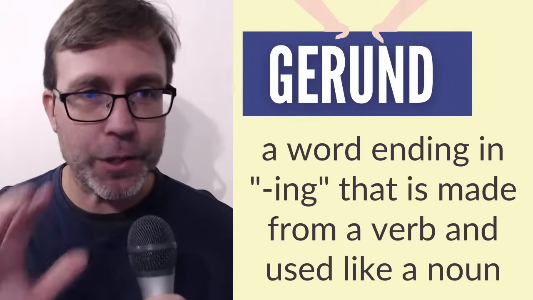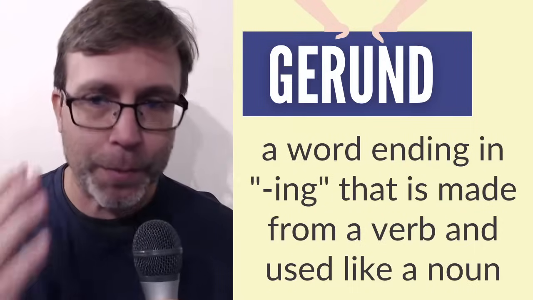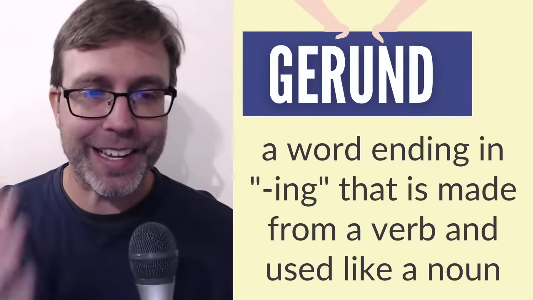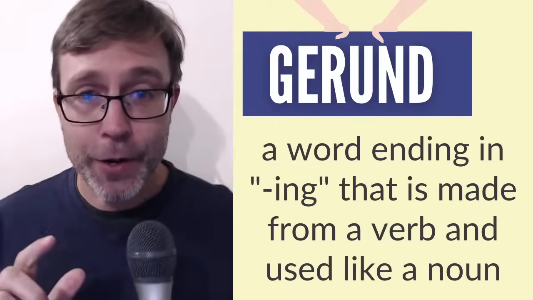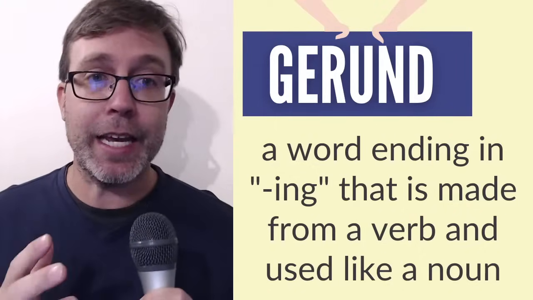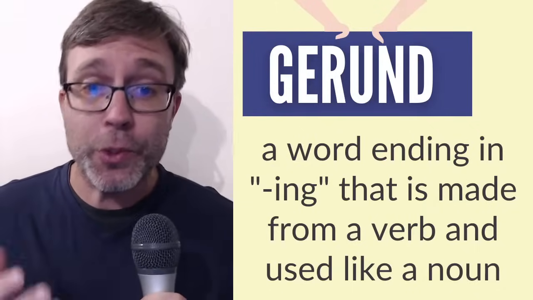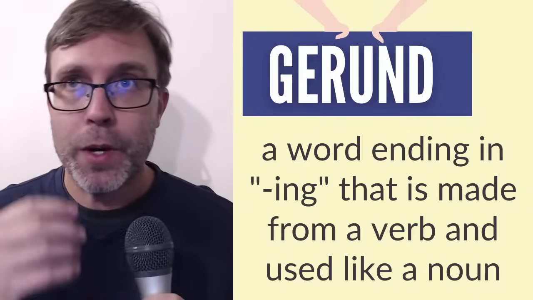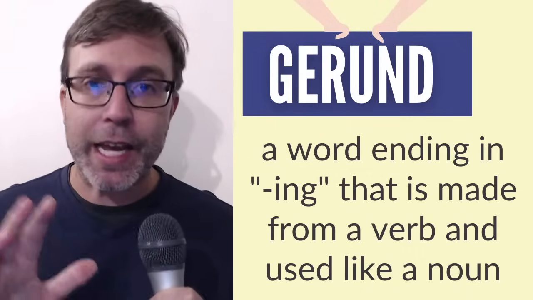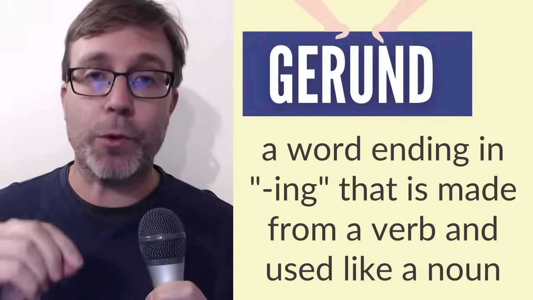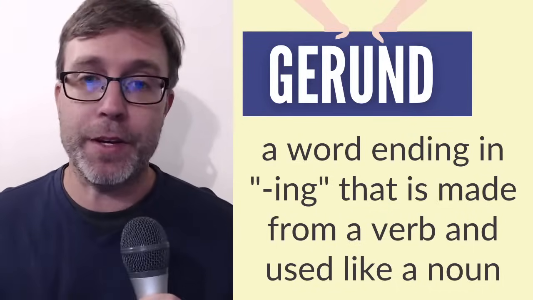And as we go through this, I do have a little bit of a quiz for you to allow you to participate in this lesson, because I want you to be able to practice. So a gerund is a word ending in ing that is made from a verb and used like a noun. So you could have a gerund at the beginning of a sentence, but once again, in this lesson, we're going to talk about gerunds that come after some common verbs.